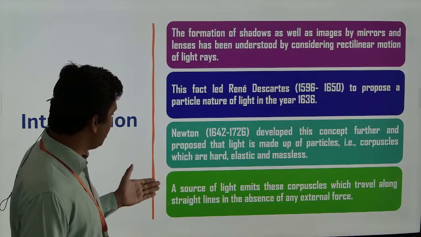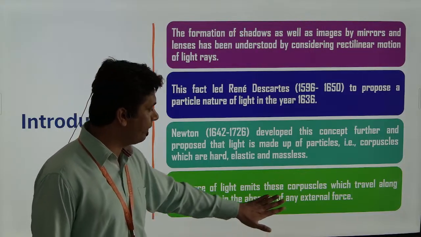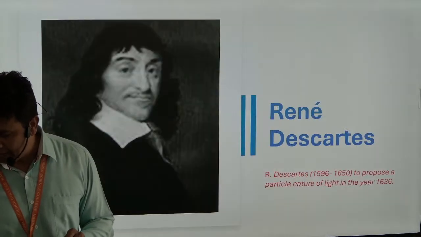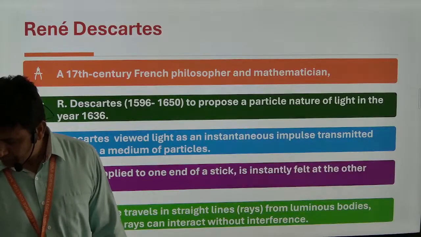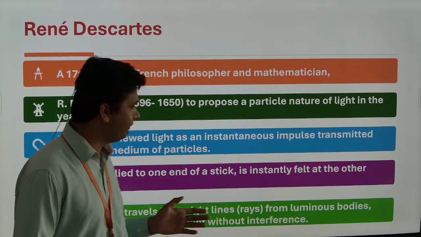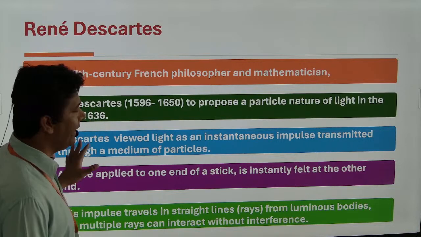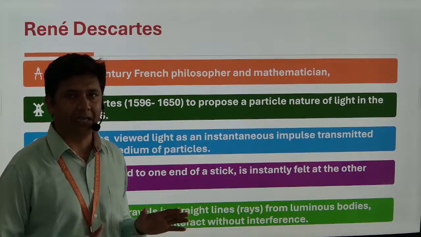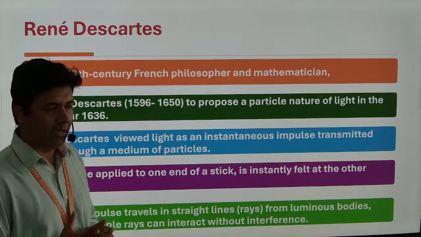Then a source of light emits these corpuscles, which travel along straight lines in the absence of any external force. This is just the introductory part of light, where it starts from this particular man, René Descartes. He was a 17th century French philosopher and mathematician. Descartes proposed a particle nature of light in the year 1636. So this was the scientist who proposed that the nature of light is a particle, that means it travels through the medium in the form of particles.